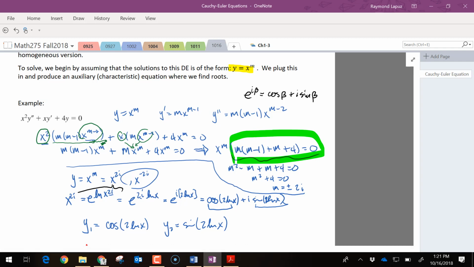I like to think about it as going into the complex world and then getting your solution and then coming back to the real world and saying, we don't need those I's anymore. Did I tell you we're going to go to different worlds later? Yeah.